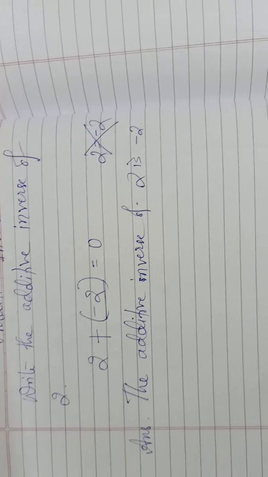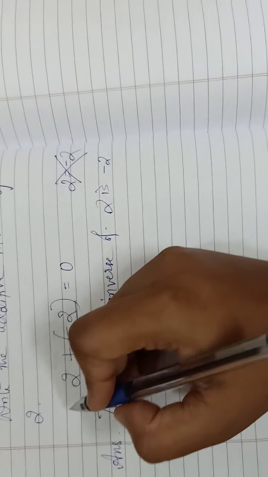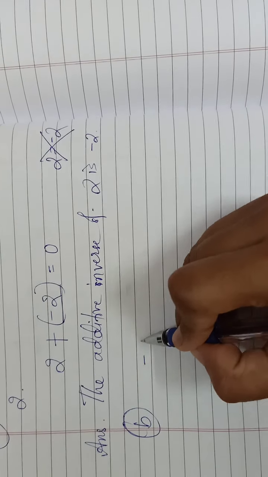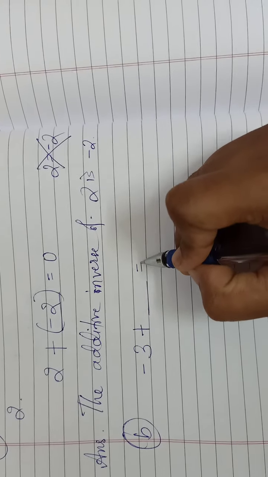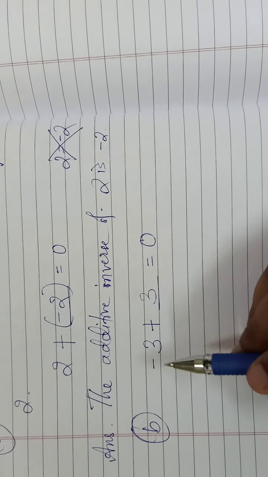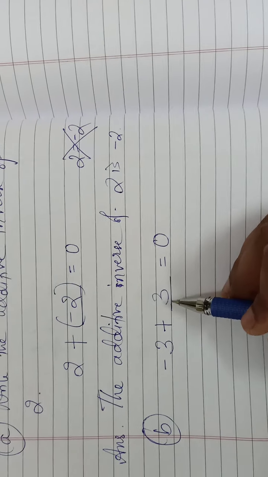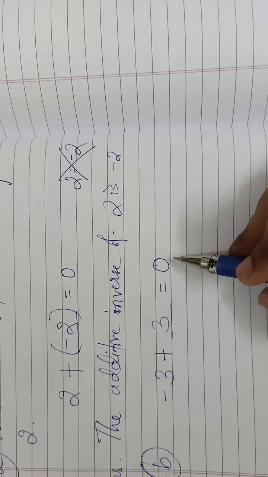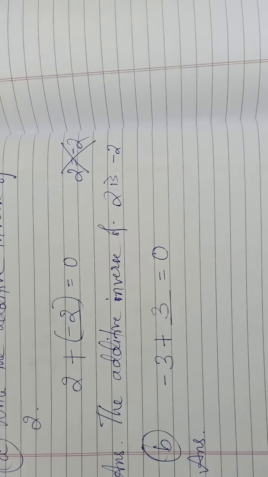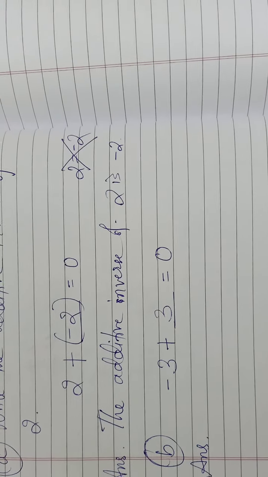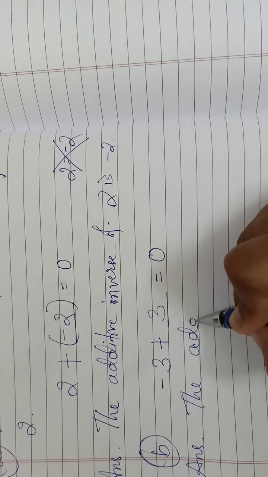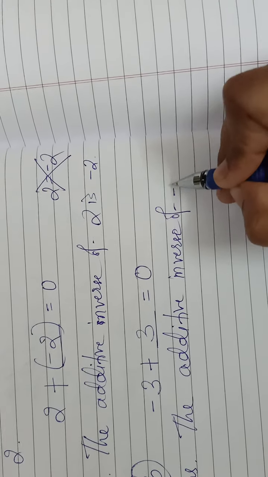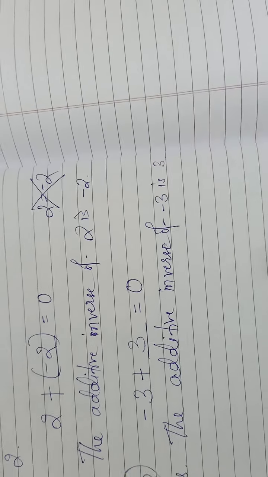Similarly, if someone asks you to write the additive inverse of any negative integer, then the answer will be the positive integer. Okay, so if suppose you have to write the additive inverse of minus 3, then you know that minus 3 plus 3, same number with different sign, they cancel out each other and the resultant will be 0. So here your answer is, the additive inverse of minus 3 is 3.